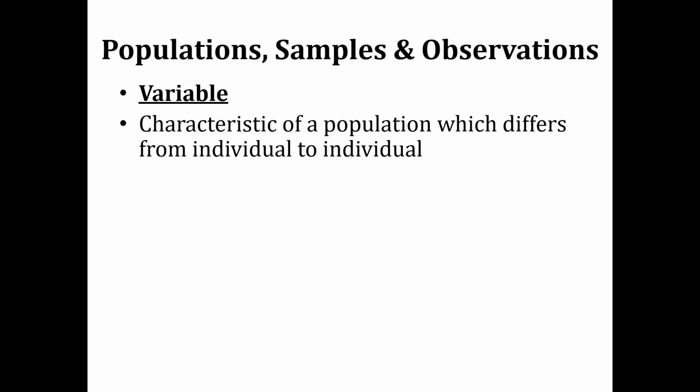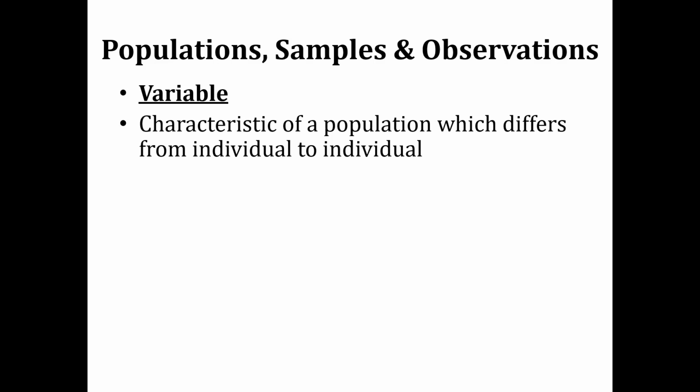Now, the next concept that we want to discuss is the variable. What is meant by a variable? The word variable stems from the word variation, and variation means being different. So a variable is something which shows differences for a specific trait among different members of the population. A variable is a characteristic of a population which differs from individual to individual.